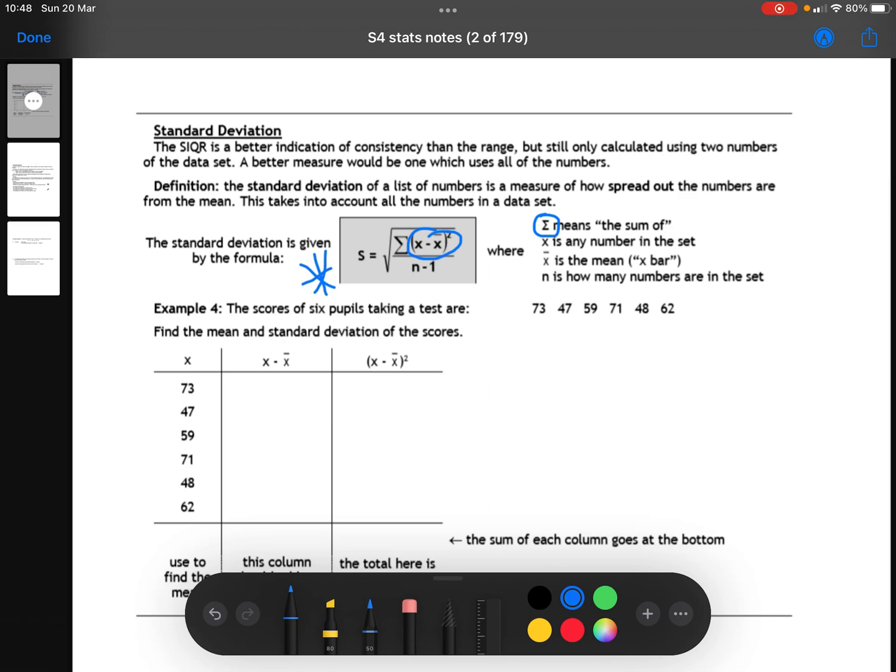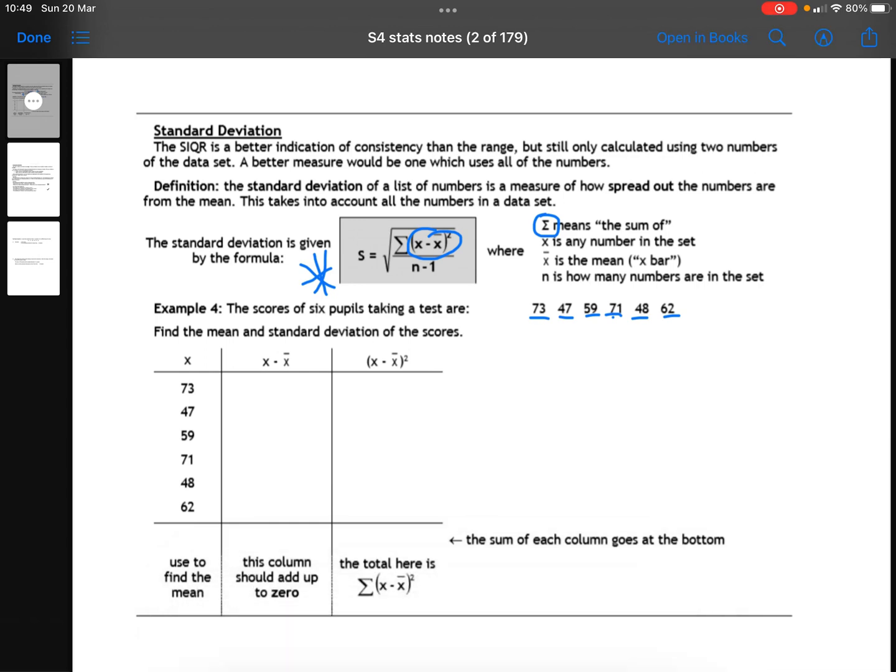X then is any number in the set, so that will be those numbers that we are given within the question. X bar, so x with a little bar on top of it, is the mean value, which we have calculated previously in previous years. We'll have to calculate that as well. N is the number of numbers in the set. Okay, so how many numbers there are.